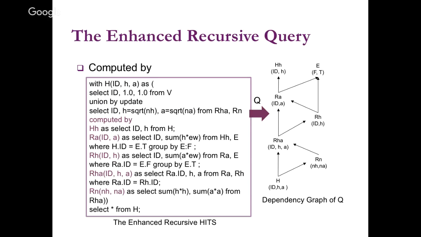And for each query queue in our enhanced query, we support the compute by clause. This clause allows specifying how a queue is computed by a sequence of queries. Please note recursion is disallowed in the compute by clause. It means the dependency graph of this queue must be a DAG.